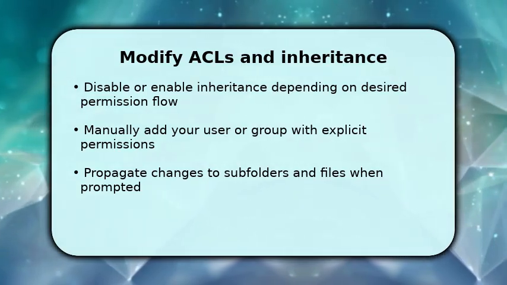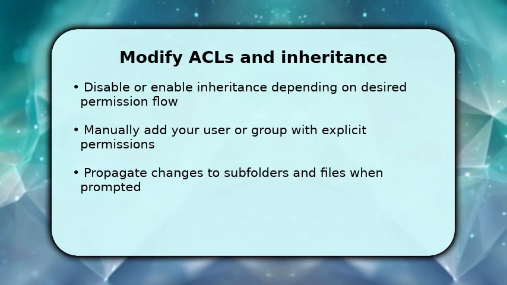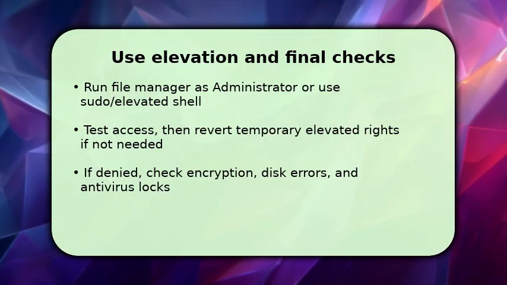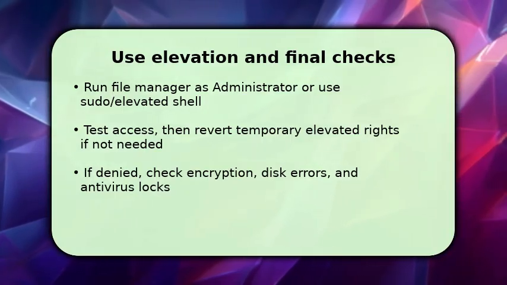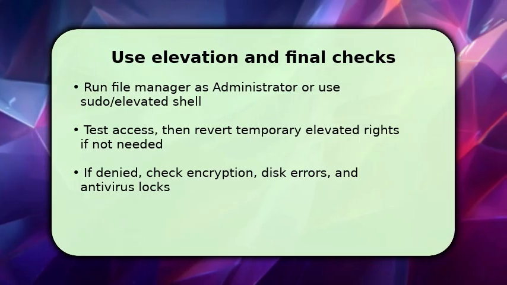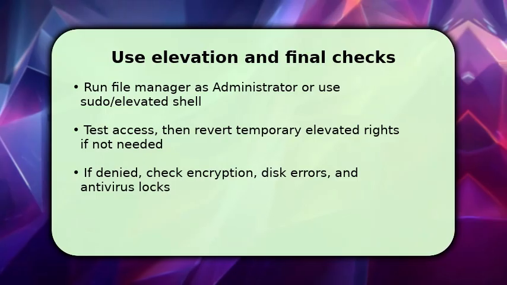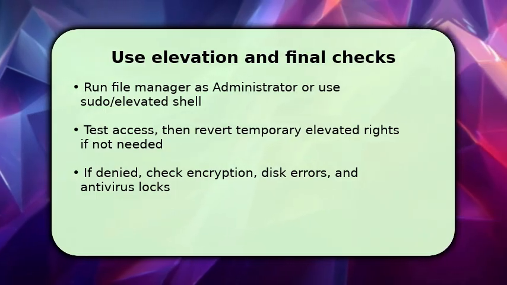Finally, perform the actions with elevated rights to overcome system-level blocks. Right-click the File Manager and run as administrator, or use an elevated shell like sudo in Linux, then retry opening, moving, or editing the items. Once operations succeed, revert any unnecessary elevated privileges for safety.